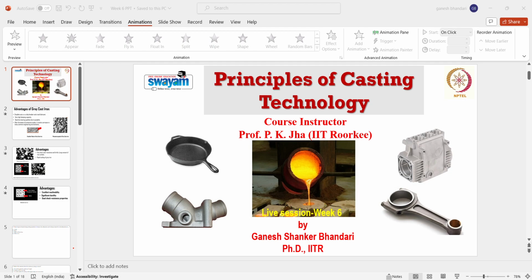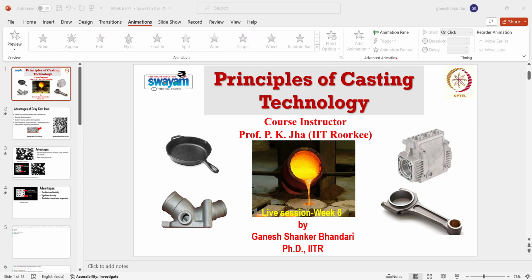Coming to the next one, nodular cast iron. As the name suggests, the graphite will be in the form of nodules. You will get spherical carbon nodules in the structure of the cast iron, so it is known as nodular cast iron. So, the properties.